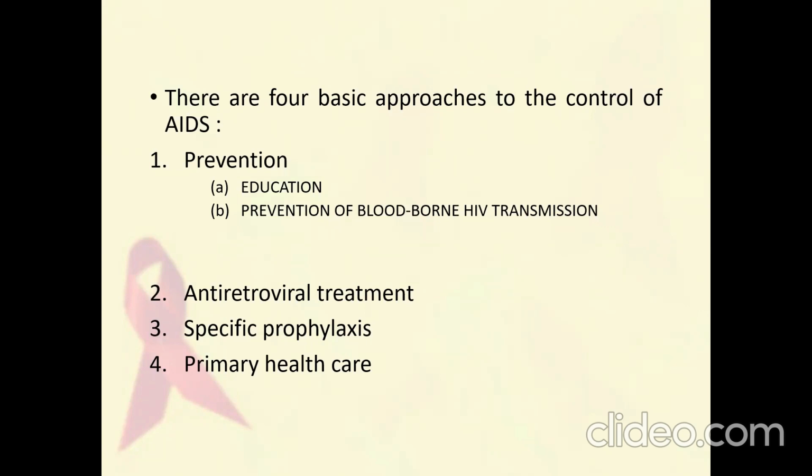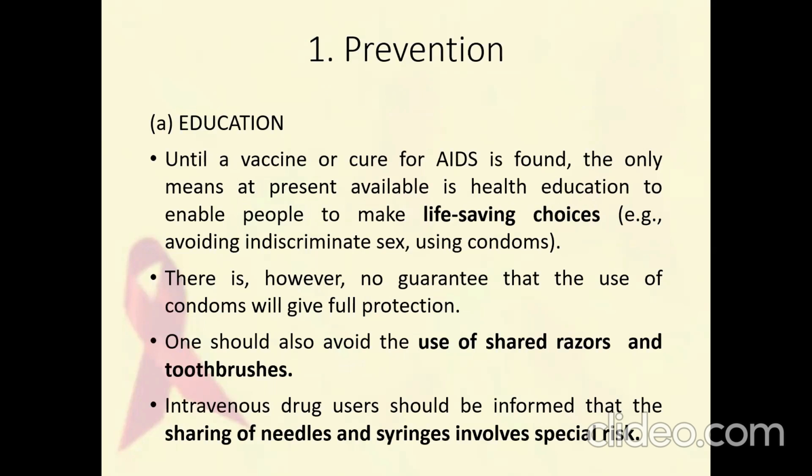The four basic approaches to control the AIDS. First is prevention. In prevention, there is education and prevention of blood-borne HIV transmission. Second is antiretroviral treatment, specific prophylaxis, and primary health care. So prevention, in that education: until a vaccine or cure for AIDS is found, the only means at present available is health education to enable people to make life-saving choices.